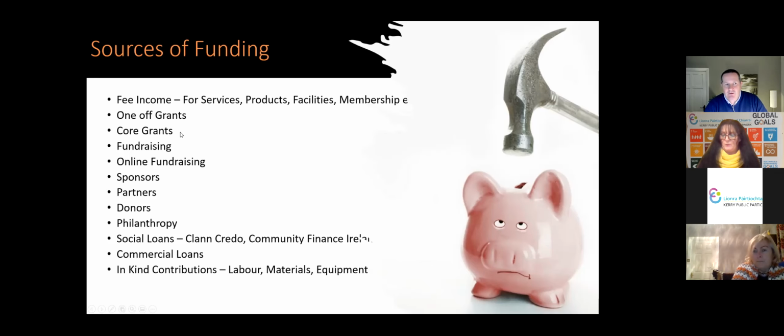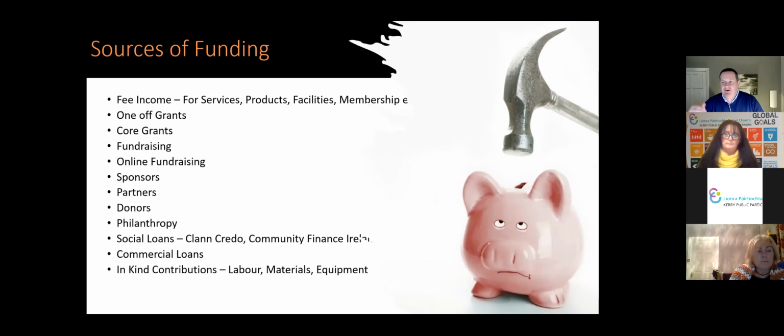Core grants, if your project is eligible for core grant funding under the HSE or under Pobal or whoever, absolutely go for it. Some people don't like going for core funding because they feel they'll be led by and dictated to and directed by the main funding organization. To me, it doesn't happen that way.